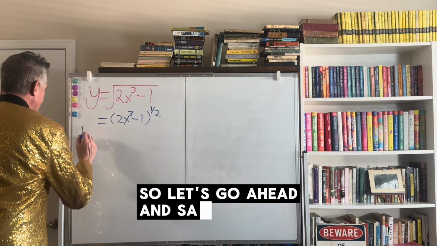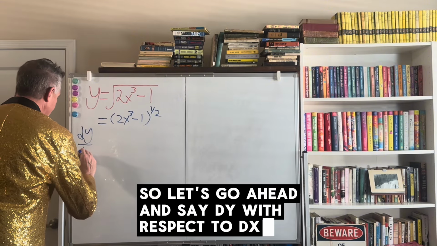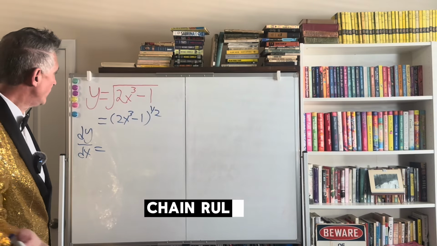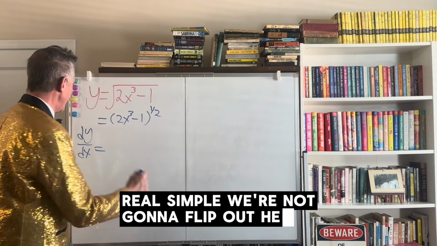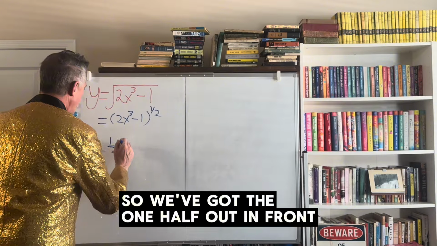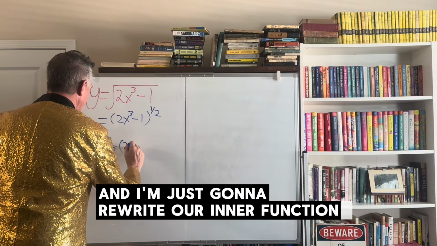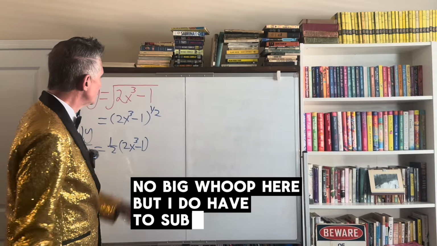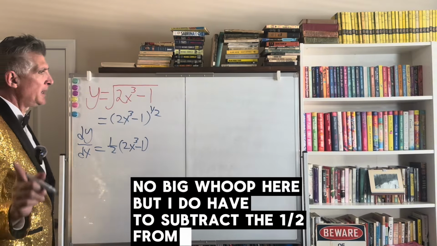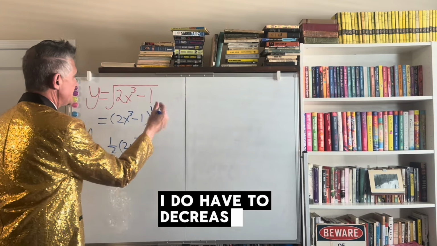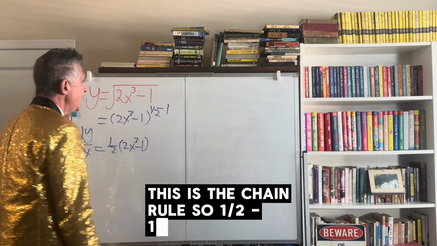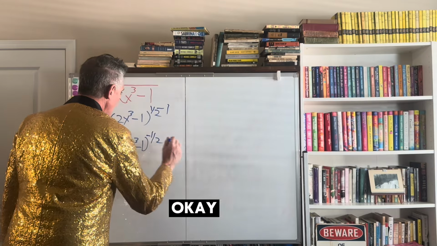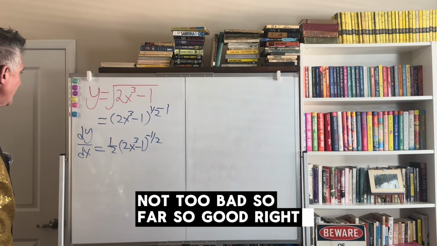So let's go ahead and say dy with respect to dx, because we know that's where this is headed. We got to bring our 1/2 down in front. Chain rule, right? Real simple. We're not going to flip out here. So we've got the 1/2 out in front, and I'm just going to rewrite our inner function again, right? No big deal here. But I do have to subtract 1 from the 1/2, right? I do have to decrease this. This is the chain rule. So 1/2 minus 1 gives us what? Yeah, it gives us a negative 1/2. Okay, well, not too bad. So far, so good, right?